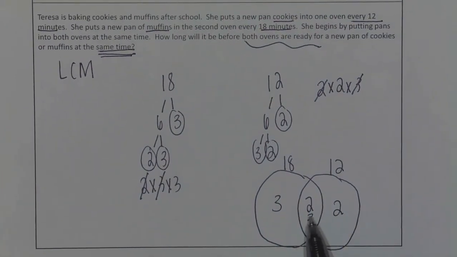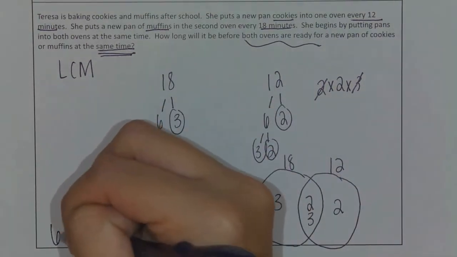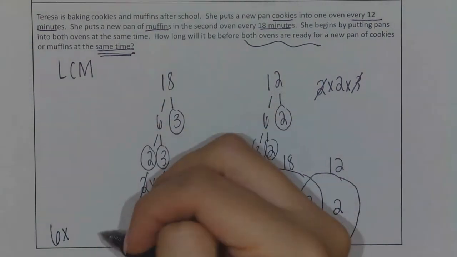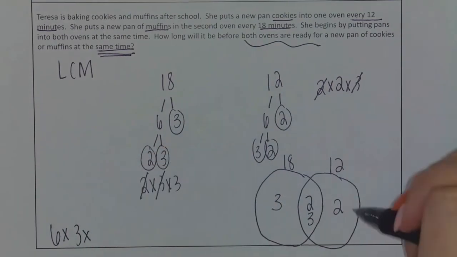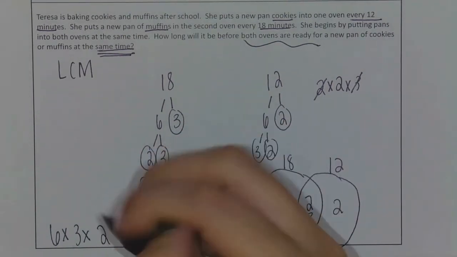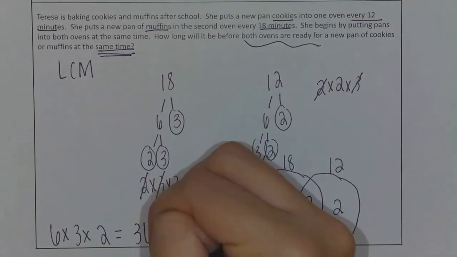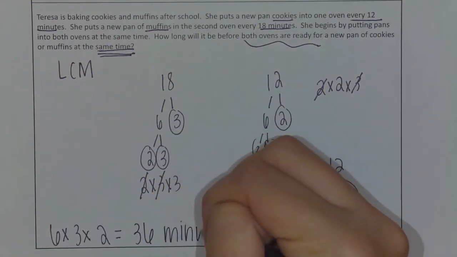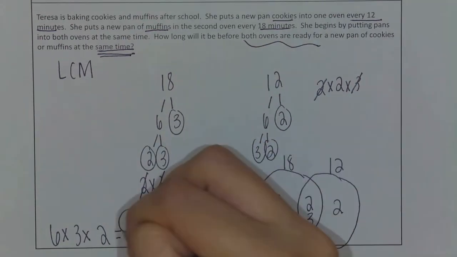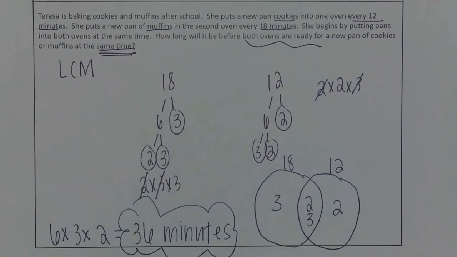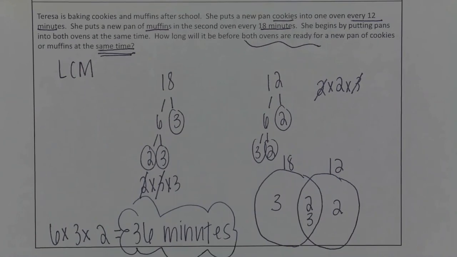So to find the least common multiple, I start with the GCF. So that would be 2 times 3, which gives me 6, times what's on the left, which is 3, times what's on the right, which is 2. So 6 times 3 would give me 18, times 2 would give me 36. So it'll be 36 minutes until both ovens are fresh and ready for a new batch of baked goods.